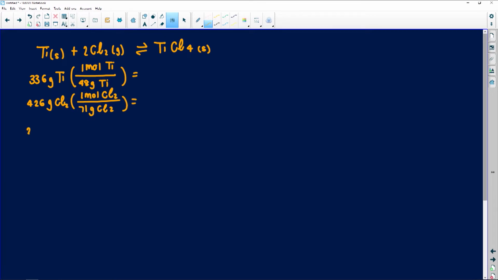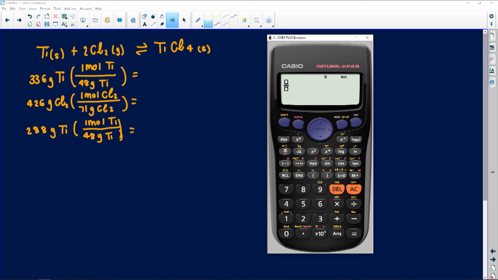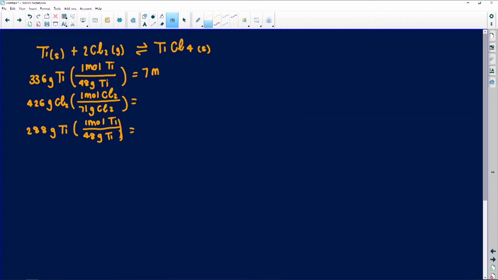And then the last one, we are told that at equilibrium we have 288 grams of titanium. 1 mole of titanium is equivalent to 48 grams of titanium. Let's calculate that so that we see what we get. Let's do the first one. If I have 336, remember this is over an invisible 1, all over 48 gives me 7. The next one, 426 divided by 71 gives me 6. So for the first one, I get 7 moles. So initially 7 moles of titanium were included and 6 moles of chlorine gas were included. Let's do the last one.